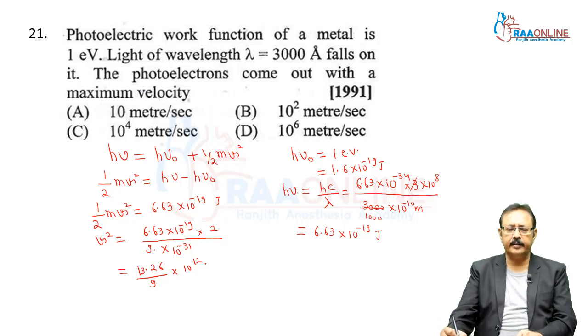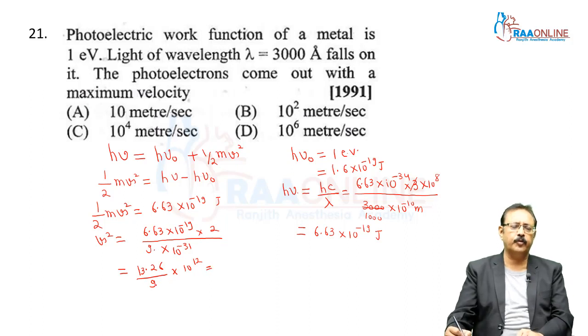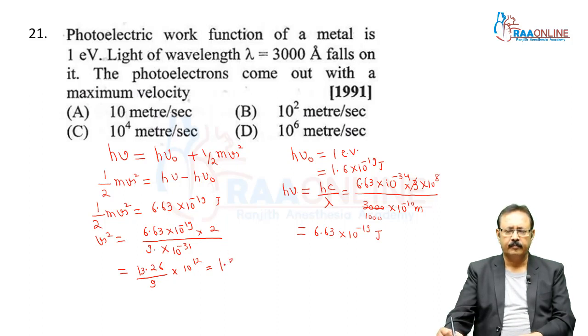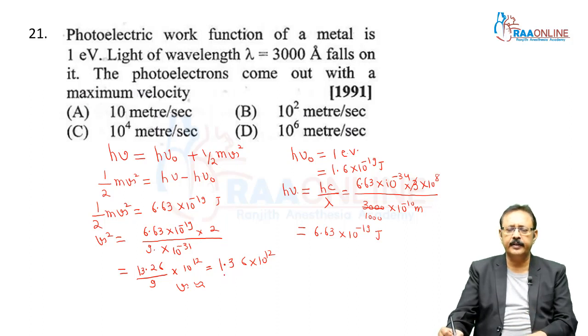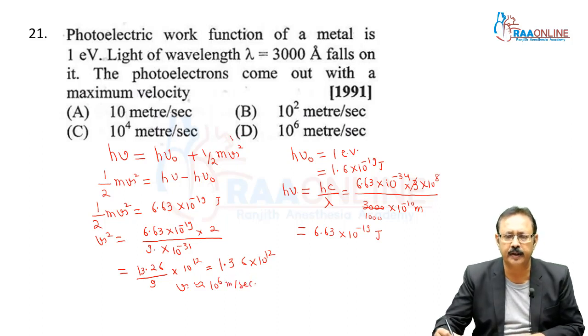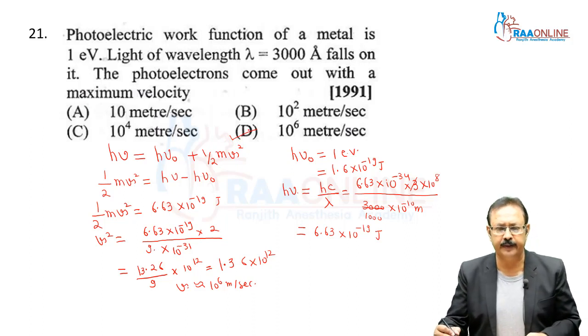So what are we getting? 13.26 by 9 is nearly 1.36 into 10 to the power 12. So what you will get for v is nearly 1 point something, which is not given there. So we take the square root of this 10 to the power 12, and you will get nearly 10 to the power 6 meter per second. So we will go with option D.